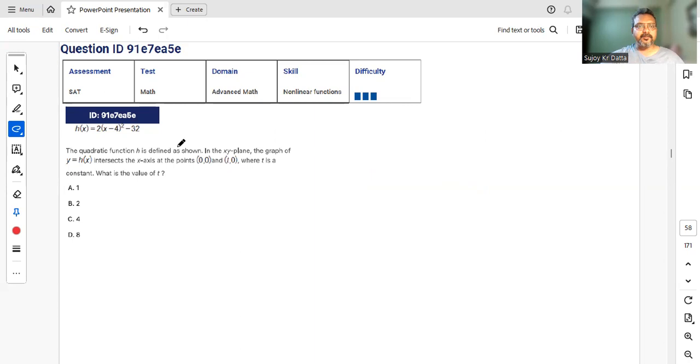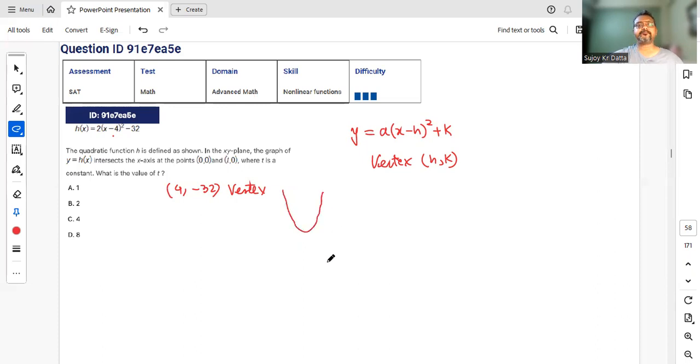So we have a quadratic function defined here. Clearly, it is in the form y equals a(x minus h) whole squared plus k. So that means the vertex would be (h, k). So here the vertex would be (4, -32). And we have 2, which is positive, meaning the graph is going to open upwards. That's basically what we can infer straight away by looking at this.